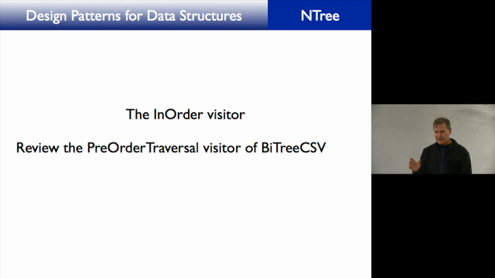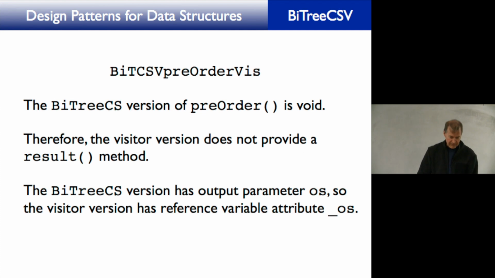So let's recall how the visitor pattern works in a binary tree. So I have some slides here of the pre-order traversal for the binary tree CSV. Okay, so we'll compare this. We'll see how this one worked, and we'll compare it, and then we'll contrast it. We'll see how you have to modify it to make it work for the in-order visitor for a general n-way tree. So these slides now are from the binary tree CSV.